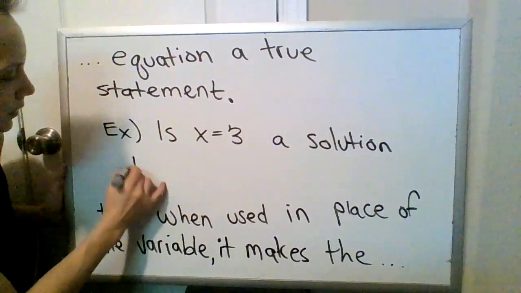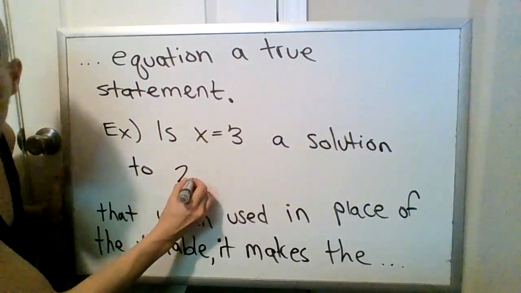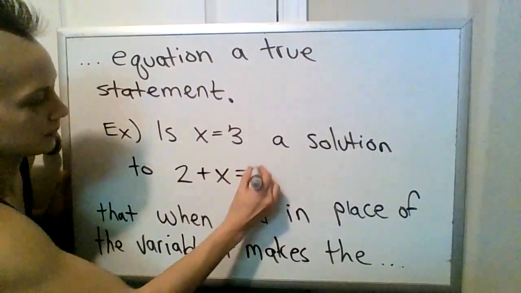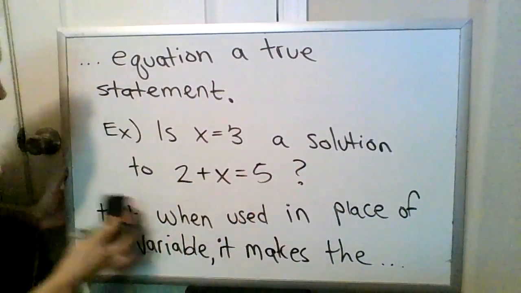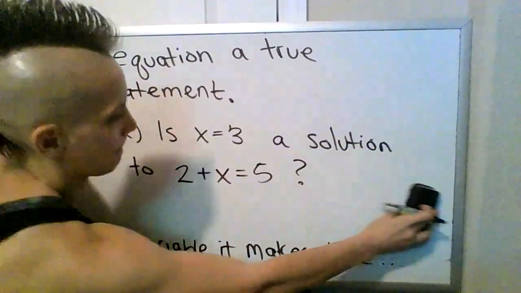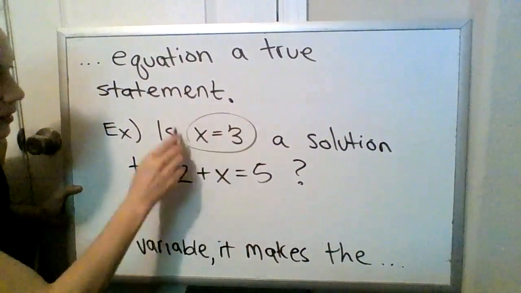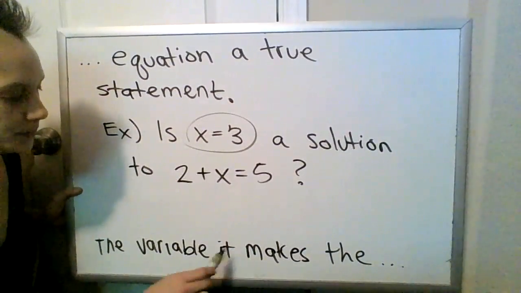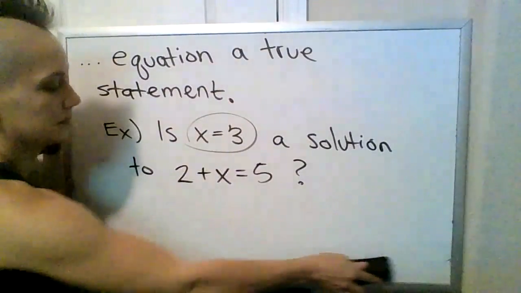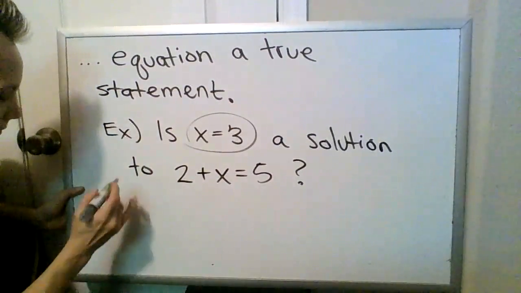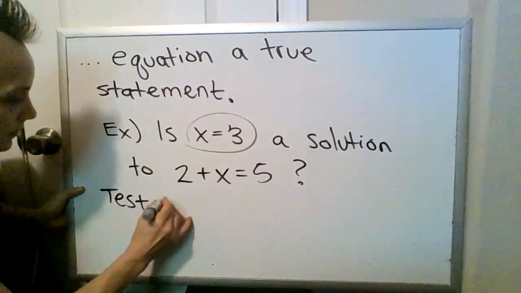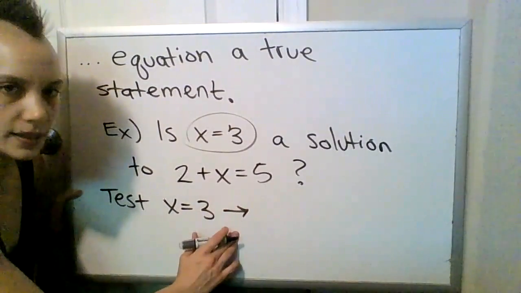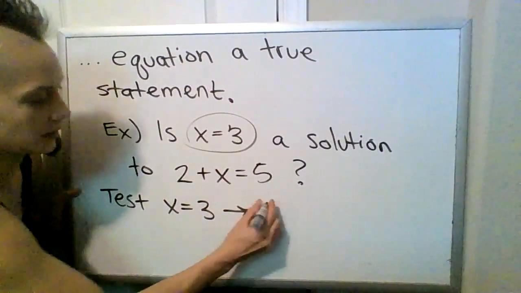Is x equal to 3 a solution to 2 plus x equal to 5? Okay, so we're going to put 3 in place of the variable and see if it makes the statement true. So x equals 3, then you have 2 plus 3 equal to 5.